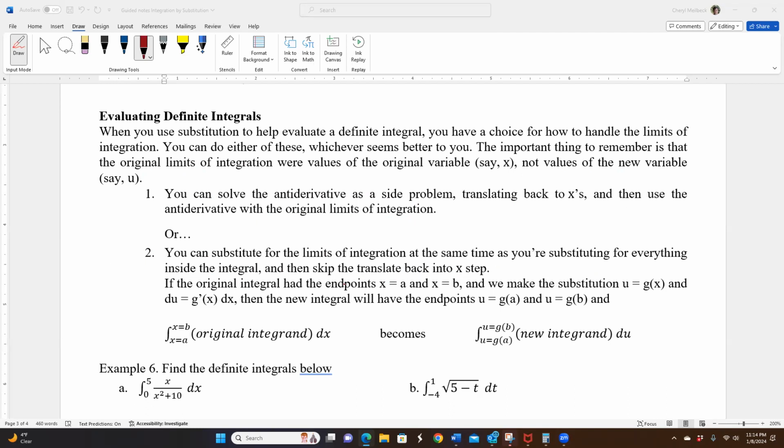So if the original integral had the endpoints x equals a to x equals b, and you make the u substitution that u is some function g of x, and du is g prime of x dx, then the new integral will have the endpoints of u equals g of a and u equals g of b. So we can either do it this way with the original integrand, or we can do it by substituting the former bounds into my u function to get the new bounds of integration. Let me show you what we mean. We'll do it both ways on these two examples.